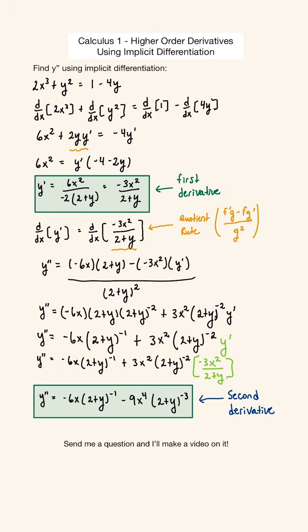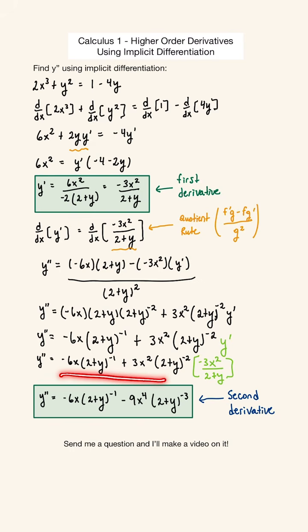And then the last step is we want to back substitute our y prime term, which we derived earlier. And so we'll input our y prime term of negative 3x squared over 2 plus y. And like I said earlier, we want to combine like terms. So this is really going to be 2 plus y to the negative 1 power. And so we can combine that with the 2 plus y to the negative second power to get our 2 plus y to the negative third.